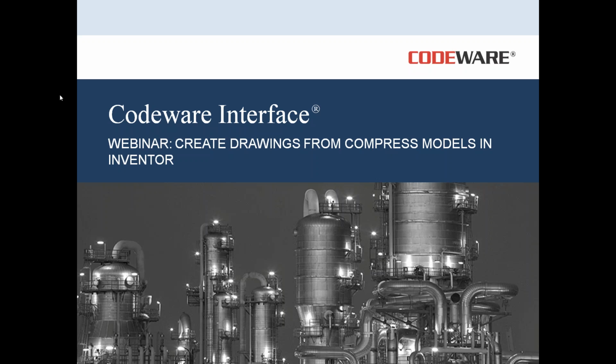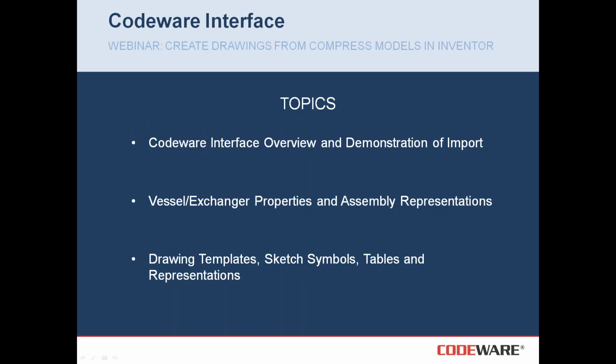So what are some of the topics I'm going to be going over today? Well, I'm going to give you a Codeware interface overview and a demonstration of the import so you can see exactly how long it takes to bring into Inventor. I'm also going to show you the vessel and exchanger properties, or what they call iProperties, as well as the assembly representations and how this can benefit you once I move into the drawing, when I can take that 3D model and put it into a 2D drawing. Finally, I'm going to go over some of the drawing templates, sketch symbols, and then some of the tables and working with the representations. So with that, let's go ahead and get into this.